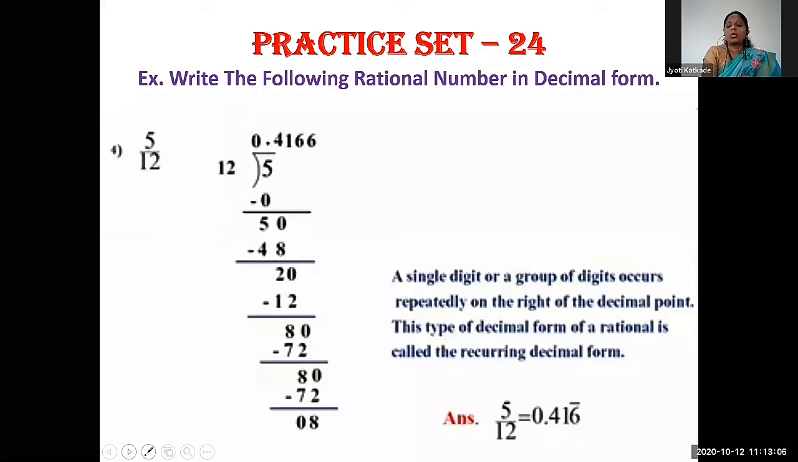But don't draw the horizontal line on top of 4 and 1, because the digits 4 and 1 are not repeating. Only 6 is repeating, only a single digit is repeating. That's why we put the dot only on top of 6, not on the 4 and 1. Why? Because 6 is repeating, 4 1 is not repeating. Now see the next example from practice set 24.